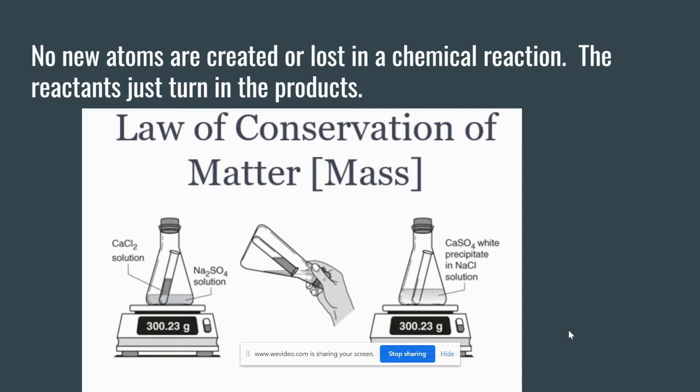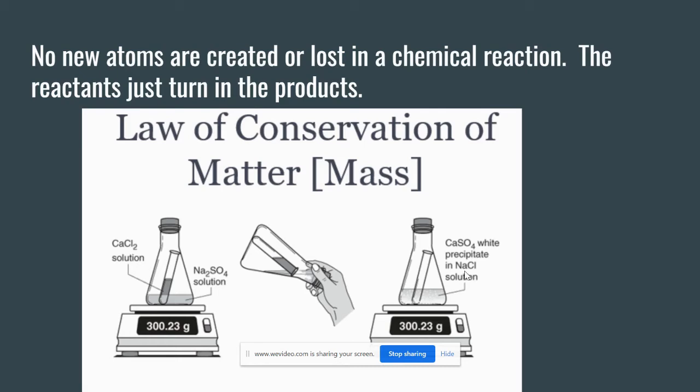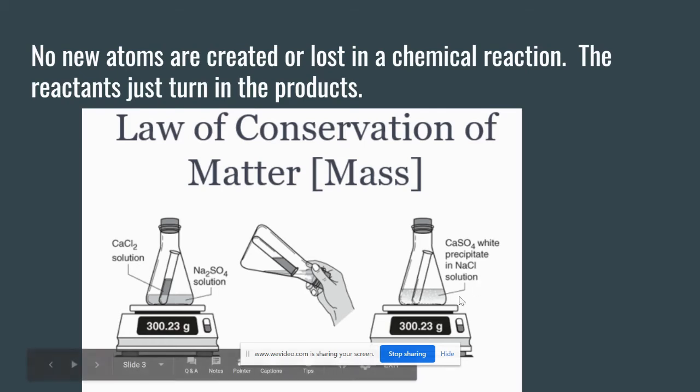In a chemical reaction, no new atoms are created or lost. The reactants just turn into the products. So you can see that we have a conservation of mass and matter. We have calcium chloride mixing with sodium sulfate, coming up with calcium sulfate and in a NaCl solution. So the same amount of mass is there.